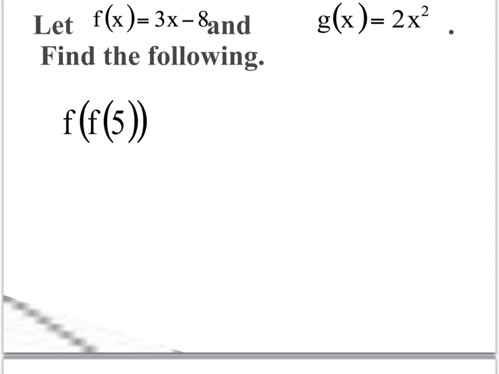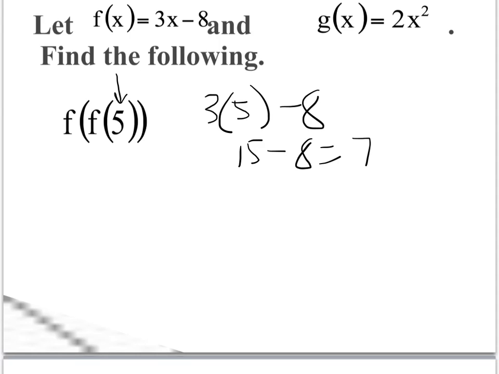So now we're going to evaluate these compositions of functions. So there's two ways we can do it. We can actually do the composition and figure out what function we get after that. Or what this says is I need to take that 5 and plug it in everywhere that I see an x in f of x. So let's do that. I end up with 15 minus 8, which is 7. That is what f of 5 is.